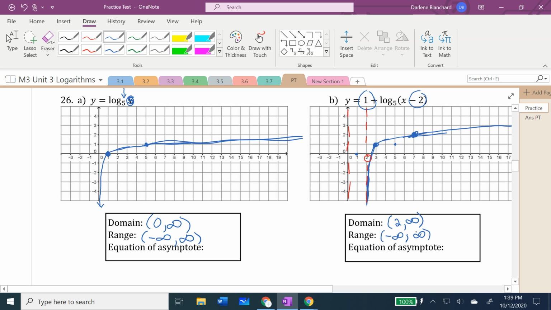Now, important, notice it says equation of asymptote. Don't write just a number, you need to write the equation. Vertical lines have equation x equals. And the asymptote is first at 0. When we move it, it is over to x equals 2.